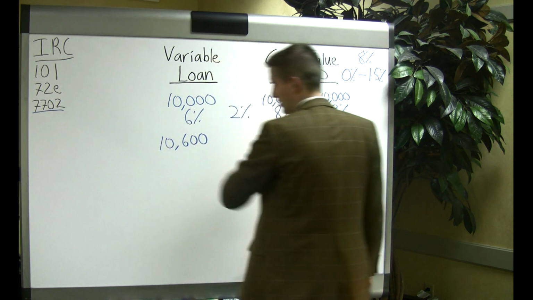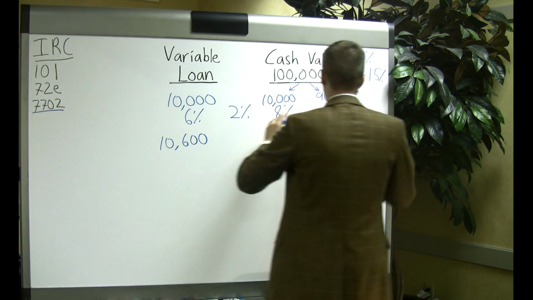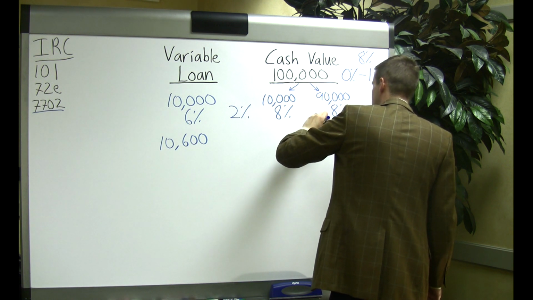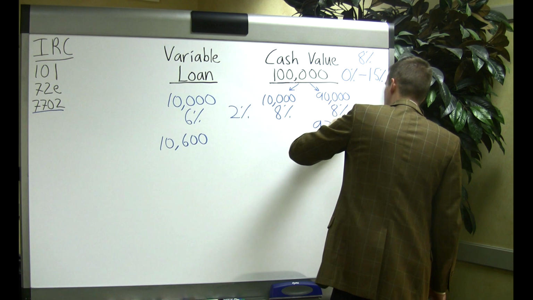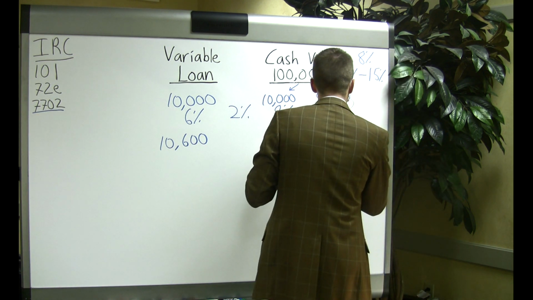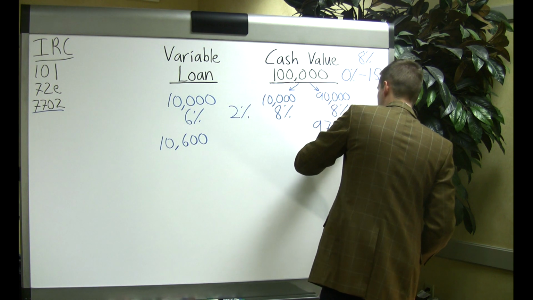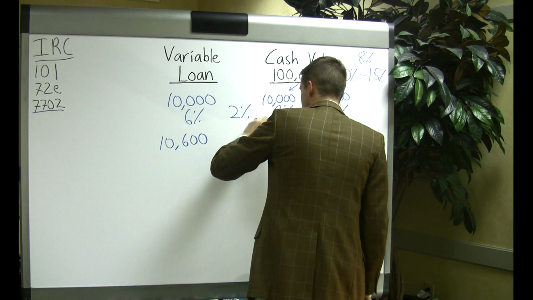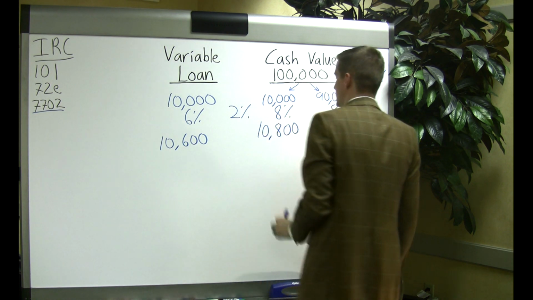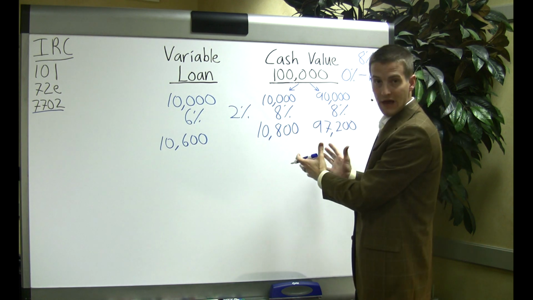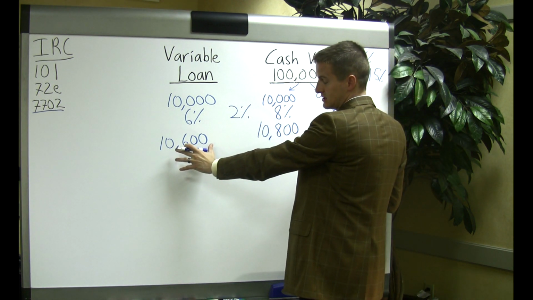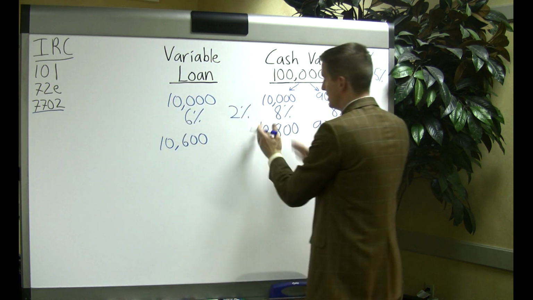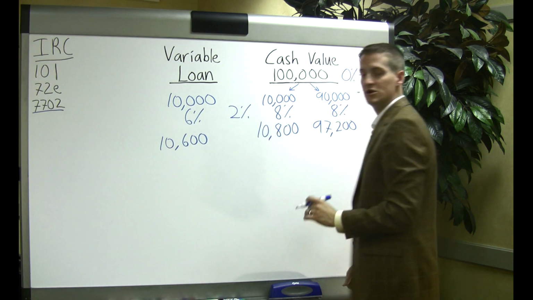$10,600. That's your loan balance. Your cash value over here, $90,000, is now at $97,200. And $10,000 over here is at $10,800. Now you can just add those two together. That's your total cash value. Then you have this lien against it of $10,600. But I wanted to isolate exactly $10,000 of your cash value that's there for the loan, just to show that you made a spread of $200 between those two.